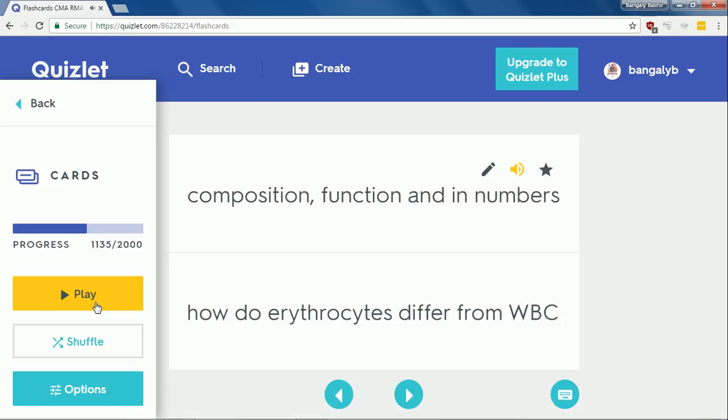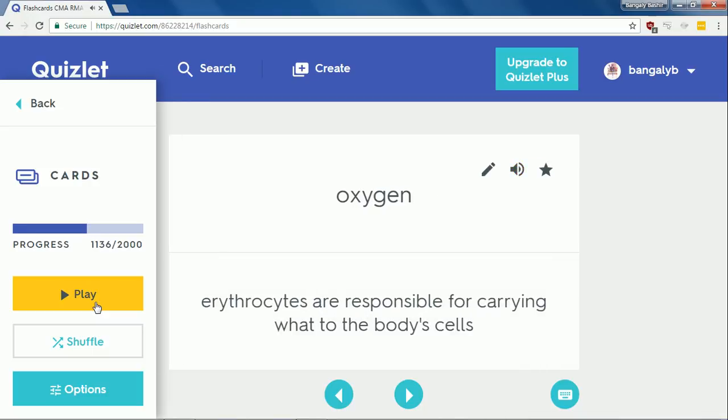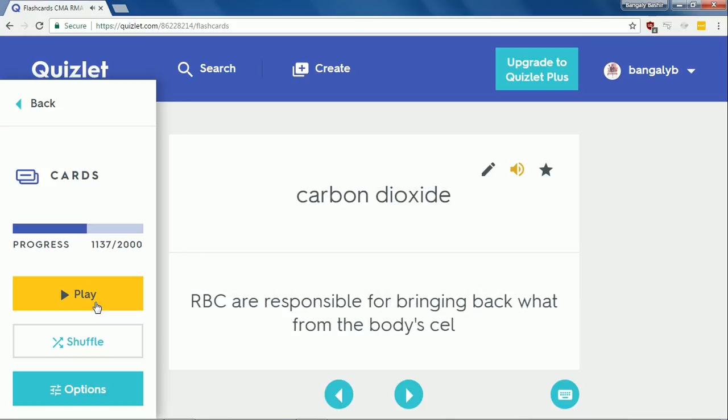Composition, function and numbers. How do erythrocytes differ from WBC? Oxygen. Erythrocytes are responsible for carrying what to the body's cells? Carbon dioxide. RBC are responsible for bringing back what from the body's cells?